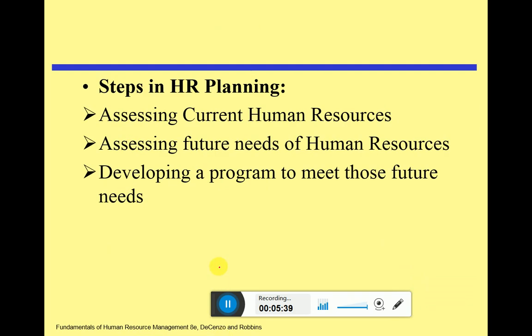Now, what steps are involved in HRP, or simply what is the process of HRP planning? HR planning has several processes, but I have shrunk it into three steps.